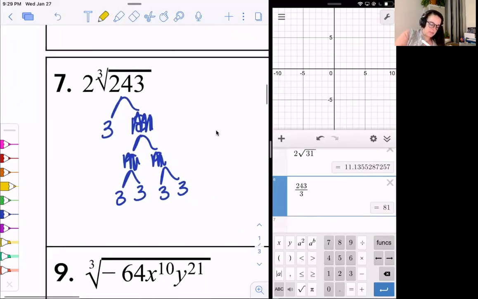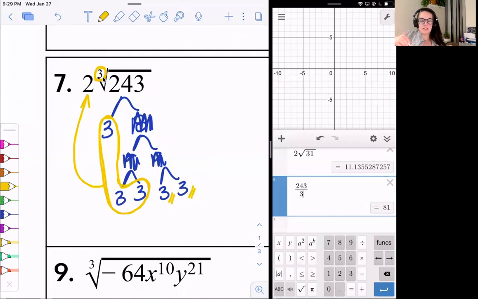This time, since my radical is a 3, right, a cube root has an index of 3, I'm looking for groups of 3 of a kind. So I have 1, 2, 3 threes. That is my group. So I can't just do 2. I now need to do 3 of them. So that 3 is going to come out to the outside. And this 3 and that 3 are going to stay inside because they don't have a group of 3. So I have the original 2.